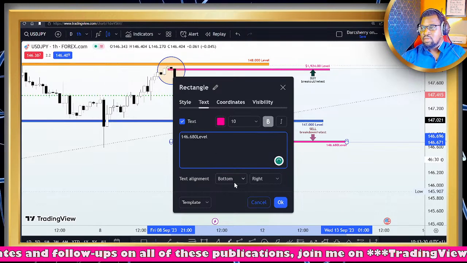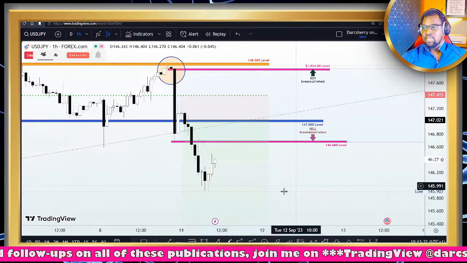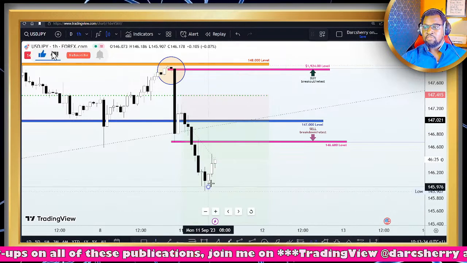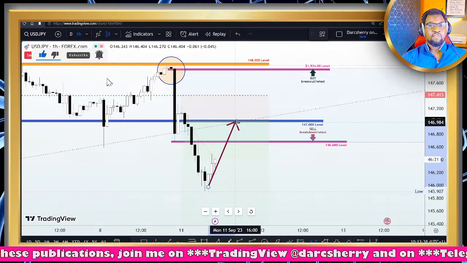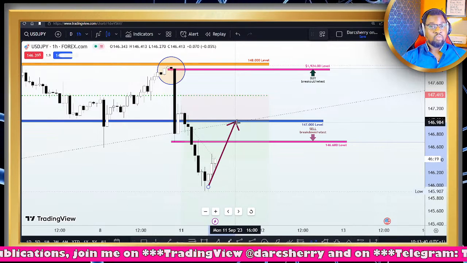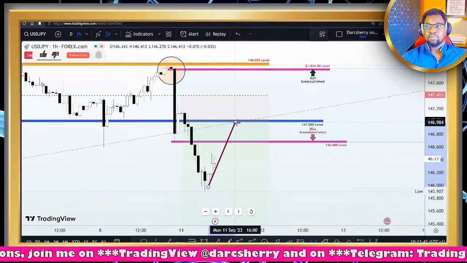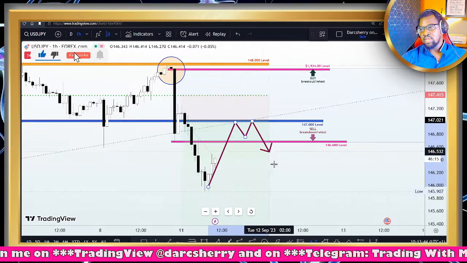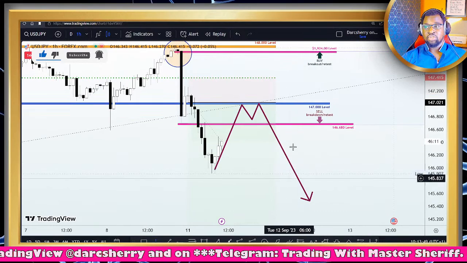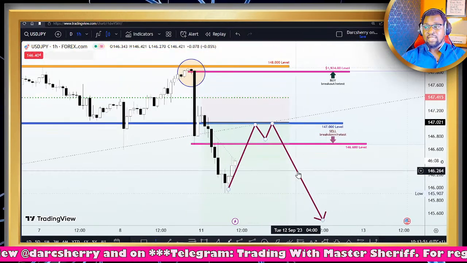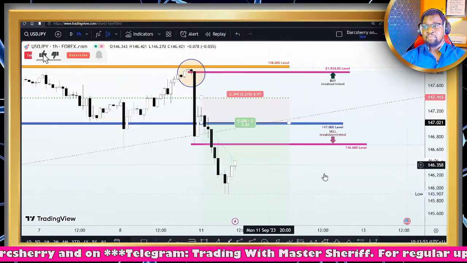146.680 level. So we want to see price come into either of these structures, either the 146.680 or the 147.00 area, which of course lines up with that ascending trend line, where we shall be looking out for selling opportunities to join the downtrend continuation. So that is how we're going to be capitalizing on this move. So it's looking very bearish here.